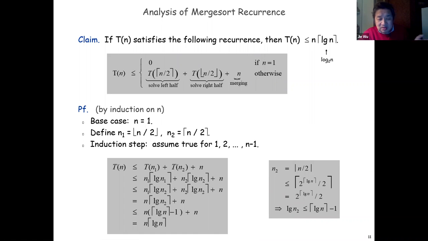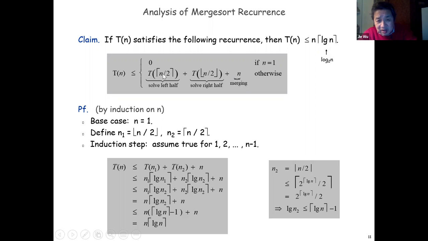Suppose initially the number is odd, not even. So that's why we make things a little bit more difficult, and it's a little bit messy. You have to be very careful doing those mathematical calculations with ceiling and floor.